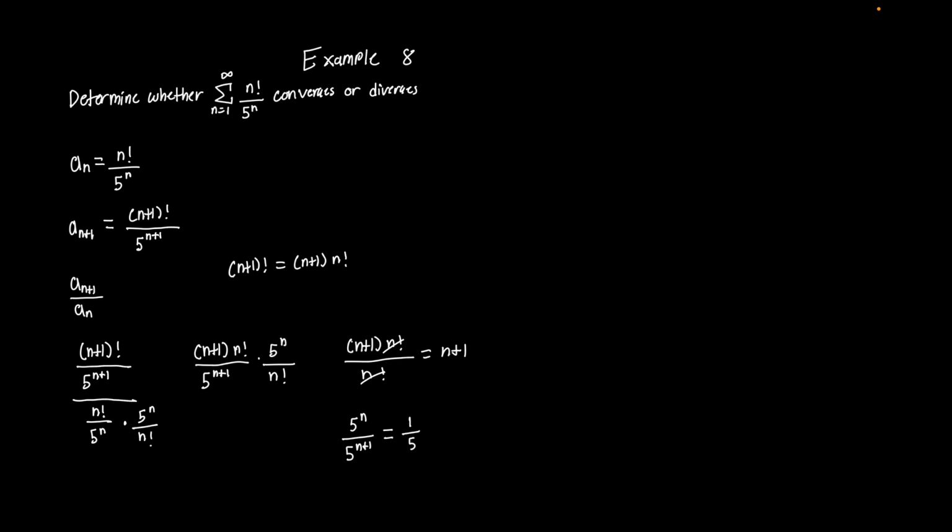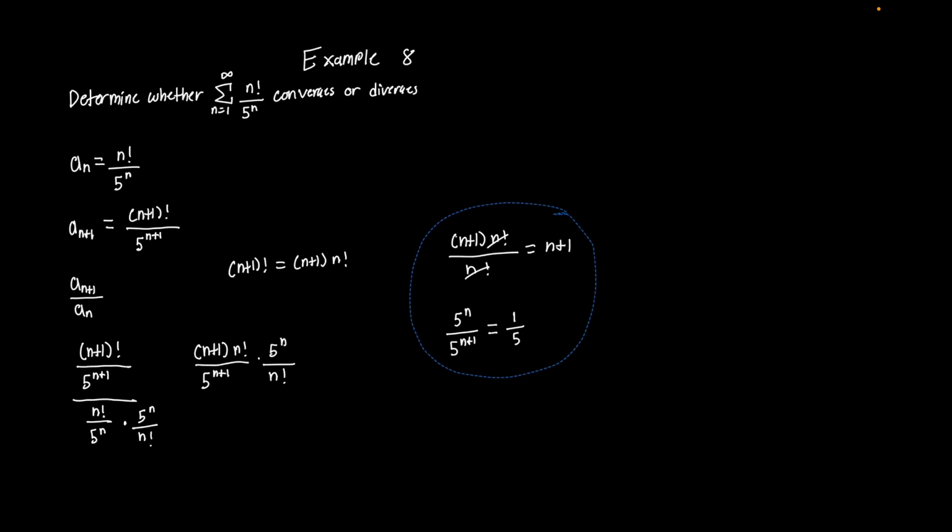So now we can rewrite this. We had the top, and my organization is terrible, so let's move this to the top. This is just going to be equal to n plus 1 over 5. That's our ratio we get after simplifying this. So it equals n plus 1 over 5.